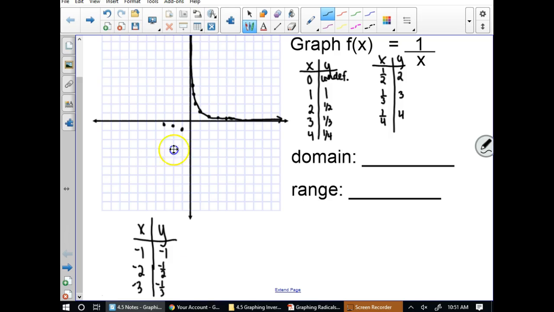So what's going to happen right here on this side of the graph? We'll have -1/4, -1/5, -1/6. So that also gets closer and closer to 0, but from underneath, right? So this piece of the graph is going to look like this right here.